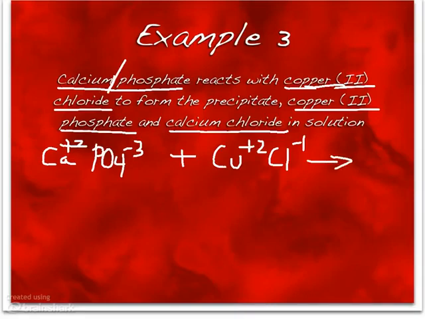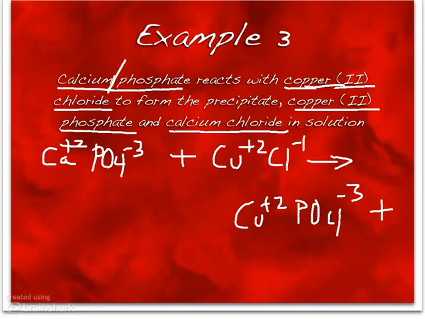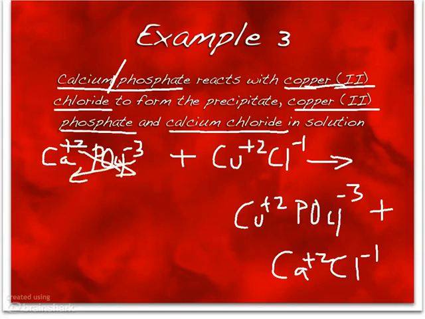This forms copper 2 phosphate. So again, copper 2 is just Cu plus 2, phosphate PO4 minus 3, plus calcium chloride, so calcium Ca plus 2, chloride, which is Cl minus 1. Now the thing is, you can't leave them with charges. You do have to make sure that you get rid of those charges and have them just as subscripts. So you do have to go through and do your crisscross rule for each one.